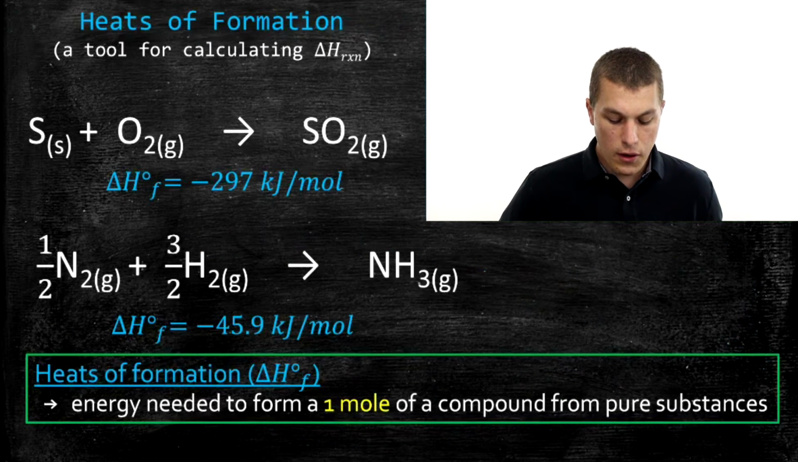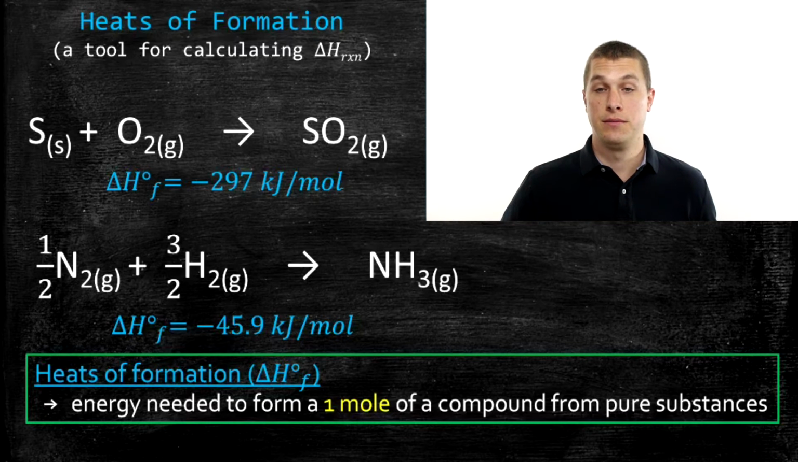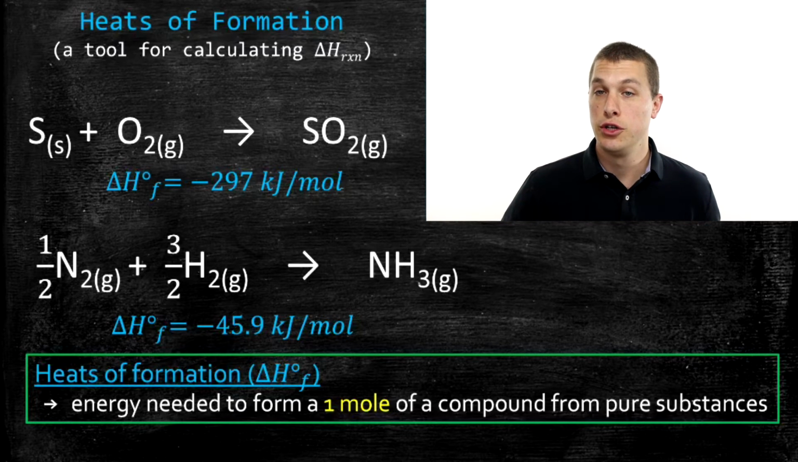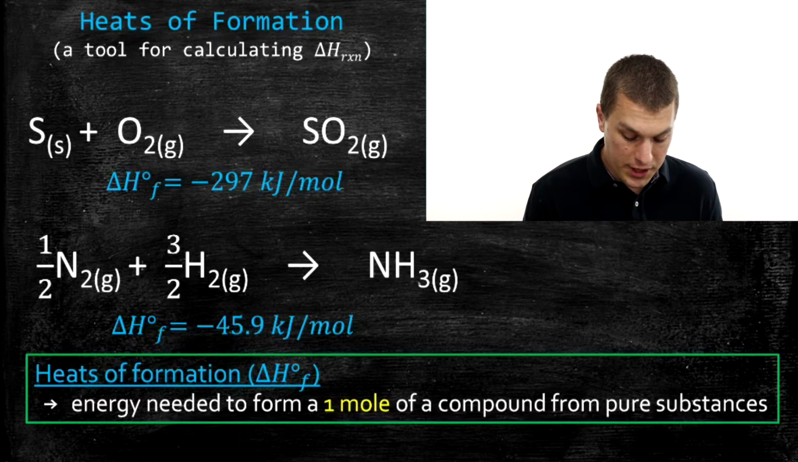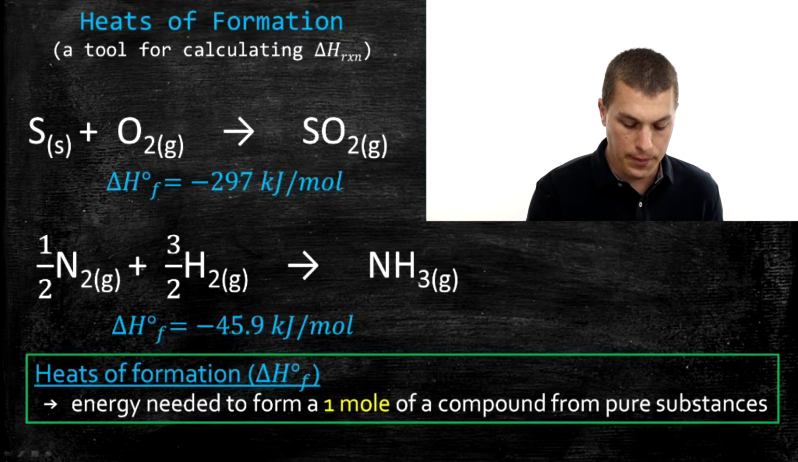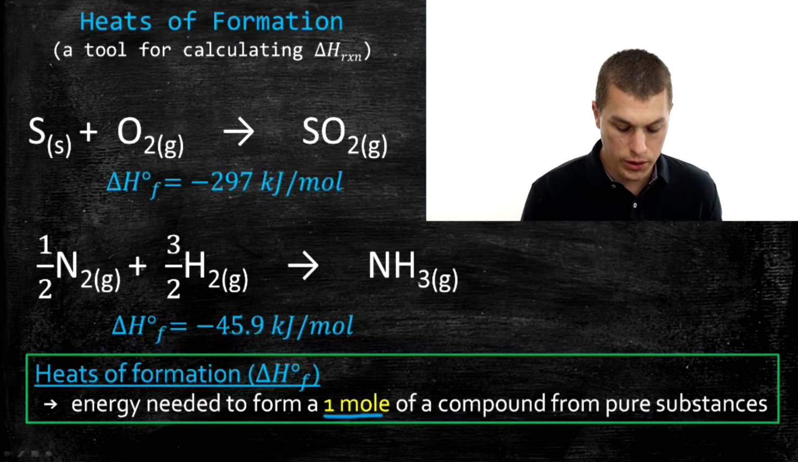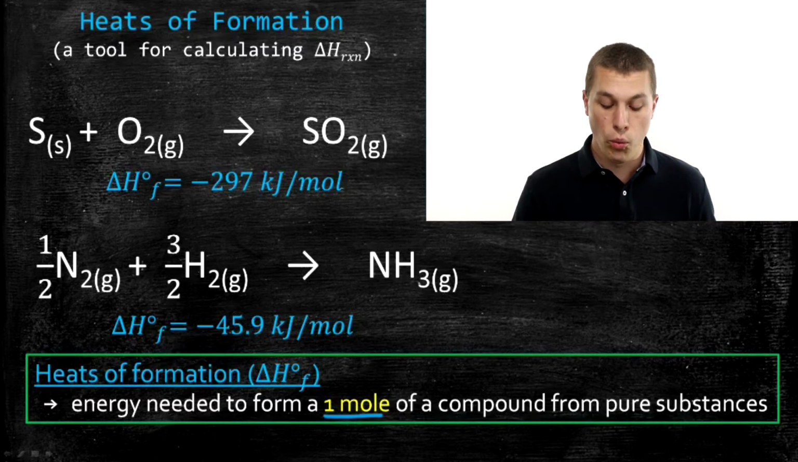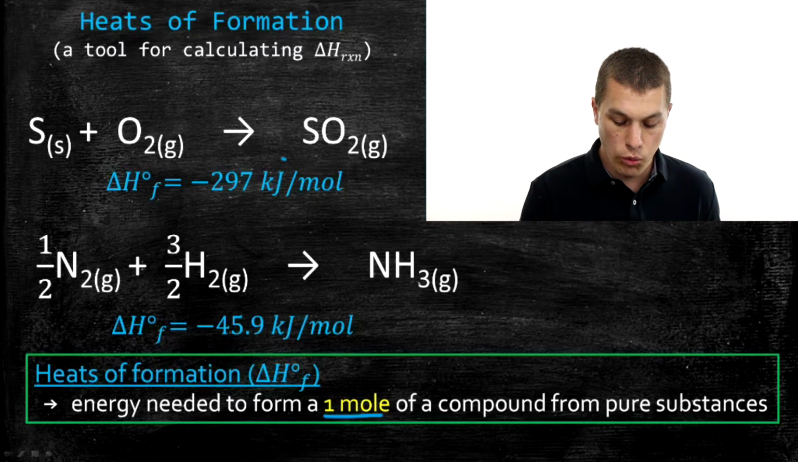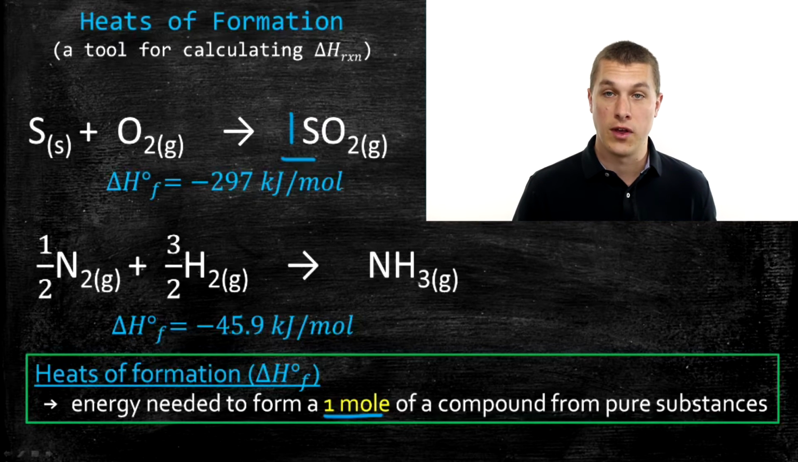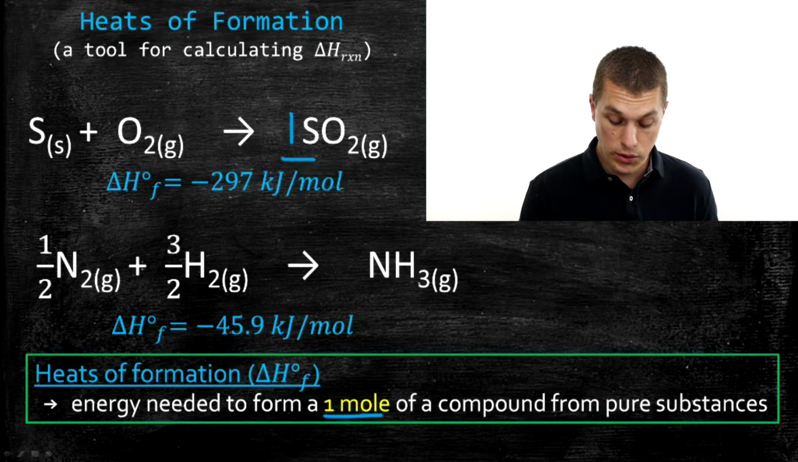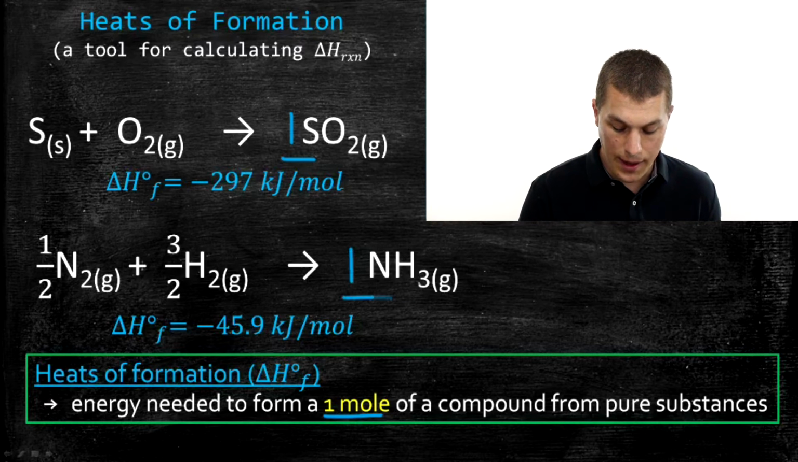So, I've already said that heats of formation are the energy needed to form a compound from pure substances. And particularly, it's 1 mole of that compound. So it's not just 2 grams or 10 moles, it's 1 mole exactly. And that's why in the previous reaction, we saw that we were forming 1 mole of sulfur dioxide, so there was a 1 in front of that. Similarly, if we want to look at the enthalpy of formation for NH3, that is ammonia, down here, there's a 1 in front of that.